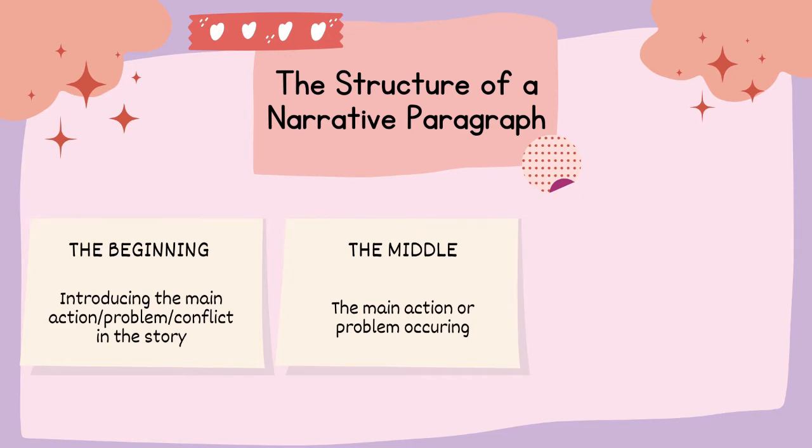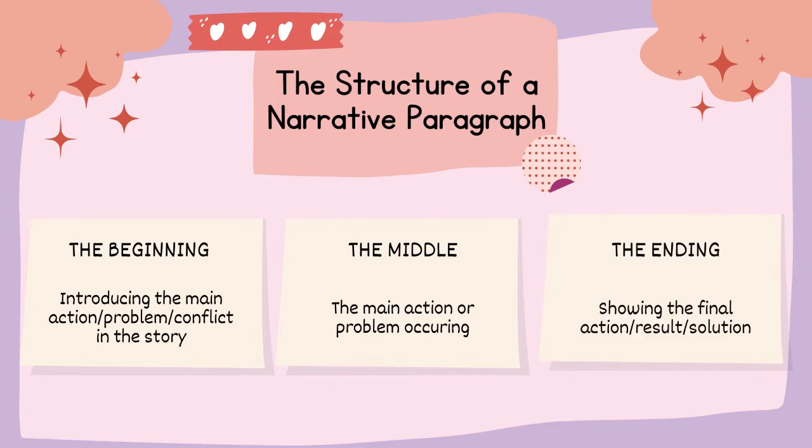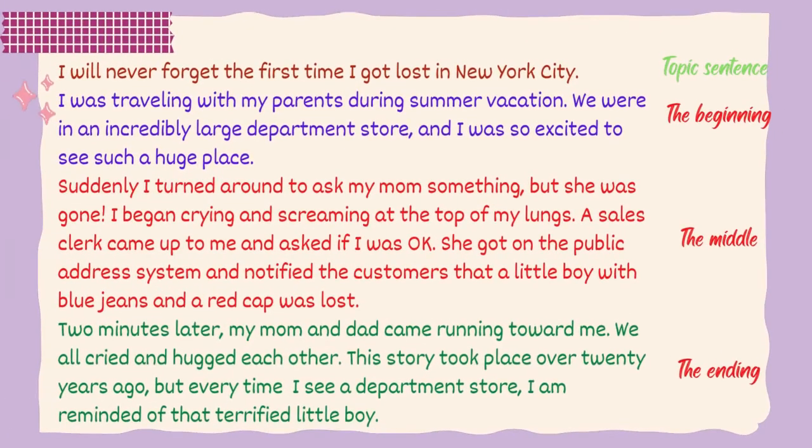Moving forward, we have the middle of the story. This is the part where you or the writer introduce the main action or the problem occurs to the readers. And the last part of the paragraph is the end of the story. It gives the final action or result. If there is a problem or conflict in the story, the solution is presented here. Let's try to learn from this reading text. The different parts of the structure are in different colors to help you understand it easier. See, that's how your narrative paragraph will be.